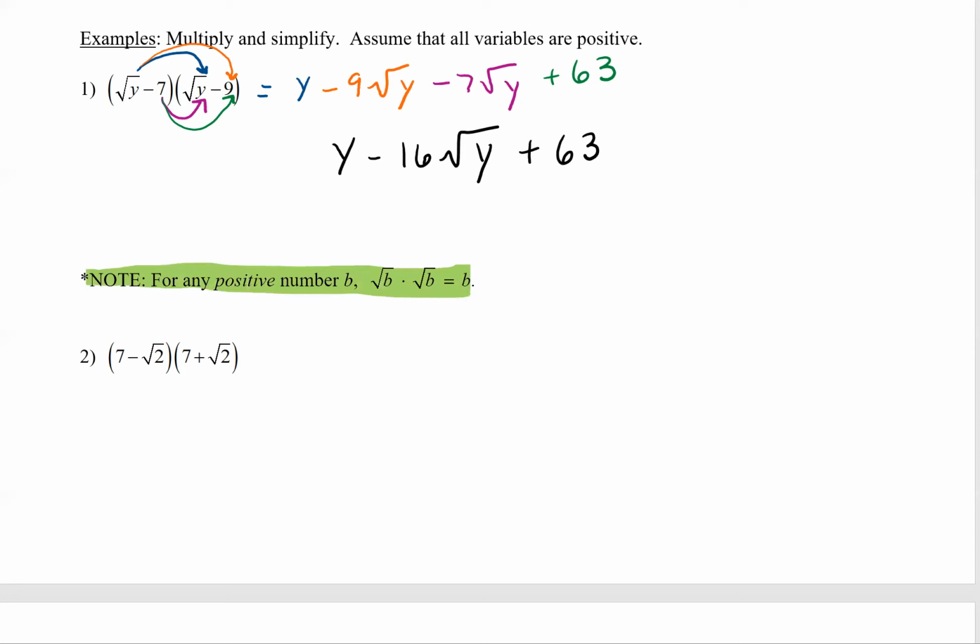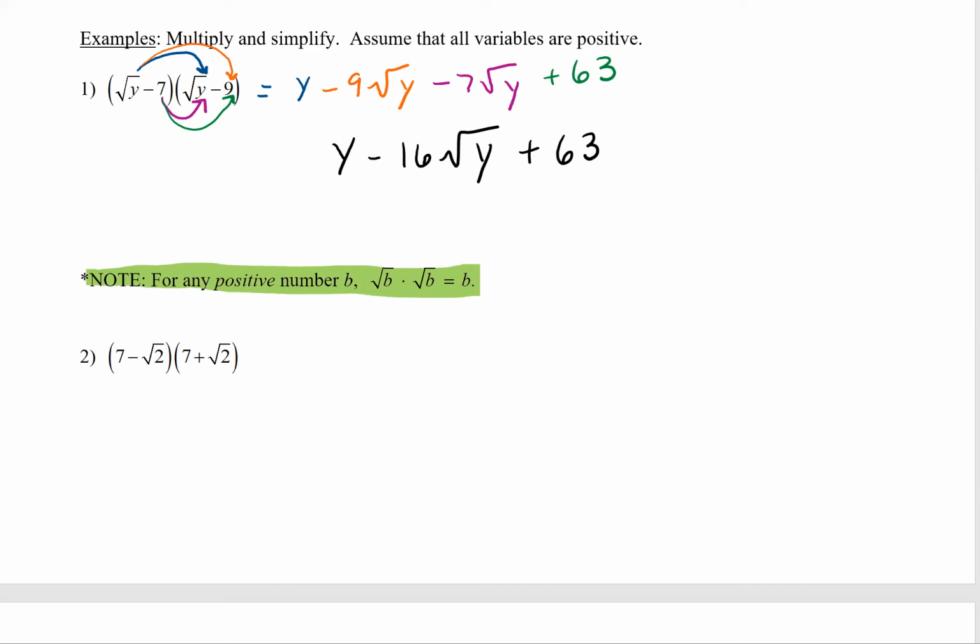Important to note, in case you didn't understand why the square root of y times the square root of y was y, is that if you're going to multiply the square root of b times the square root of b, it is equal to just b. So when you multiply two square roots with the same radicand, the answer is the radicand.